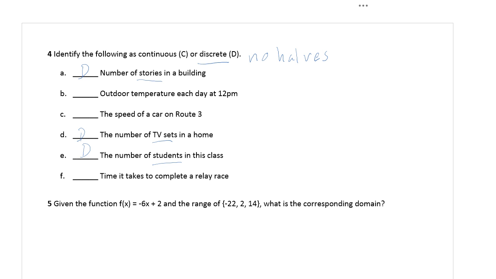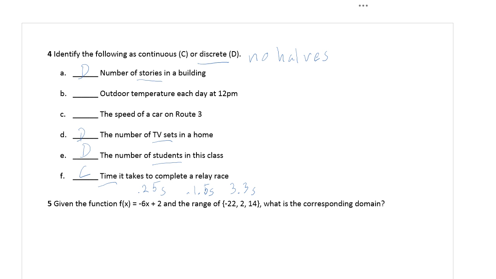Some things that would be continuous. For example, F. Time it takes to complete a relay race. You could measure the relay race at 0.25 seconds, or you could measure it at 1.5 seconds, or you could measure it at 3.3 seconds. You can measure any amount of seconds that you want. You can split it in half or divide it however you like. That means this is going to be a continuous situation.